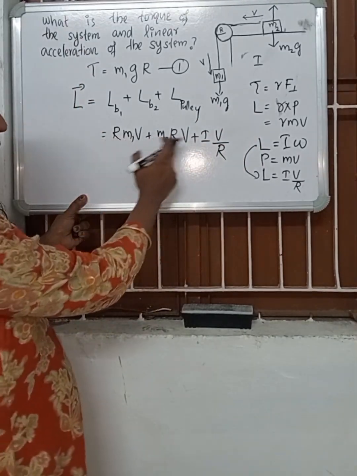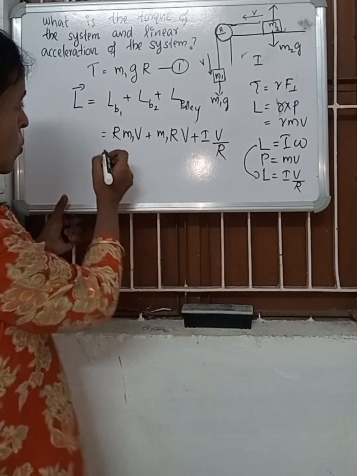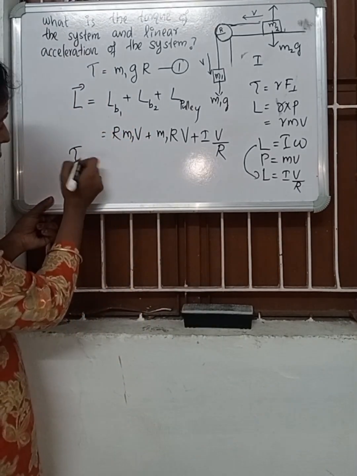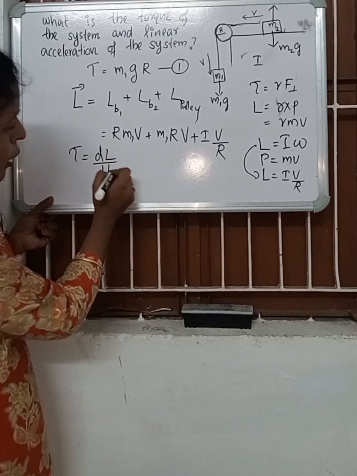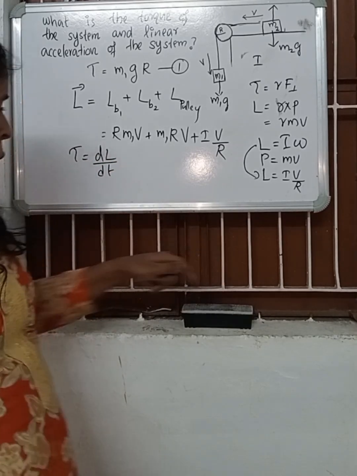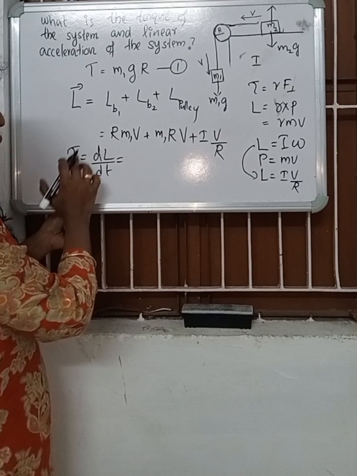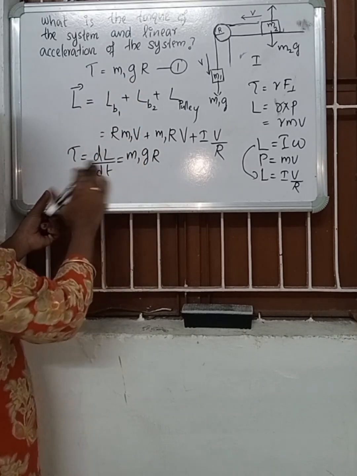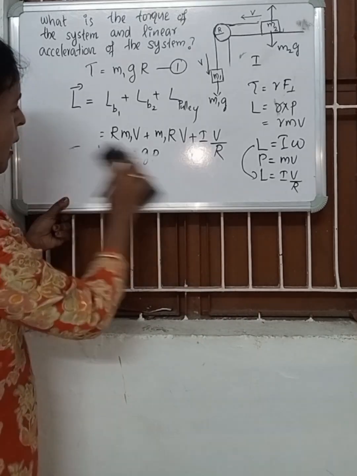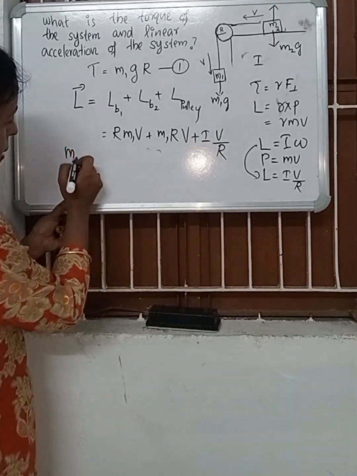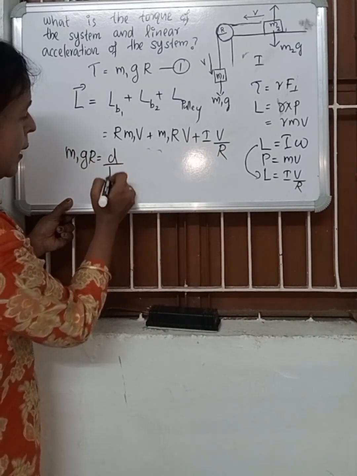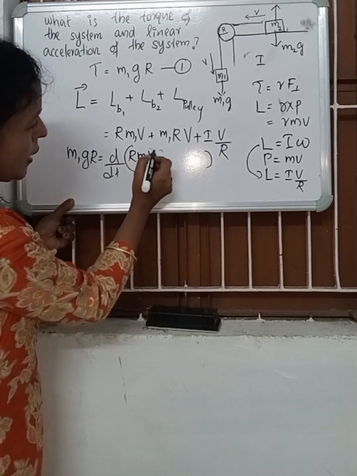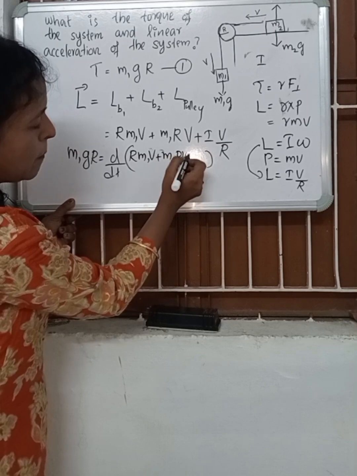Now for the relation between L and the torque: the torque is equal to dL by dt, the rate of change of angular momentum is the torque. Which is equal to the torque equation, m1gR. Then substitute here, so we can write m1gR equals d by dt of R m1 v plus m2 R v plus I into v by R.